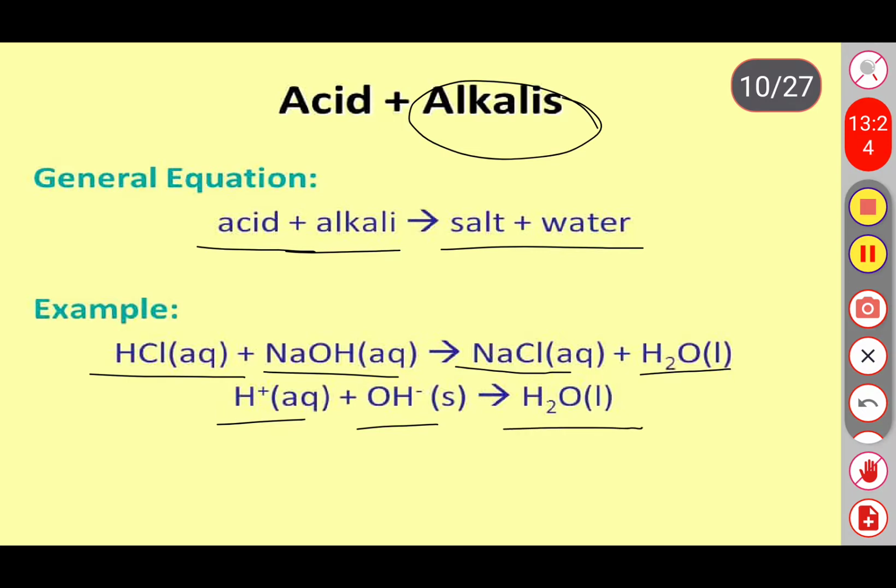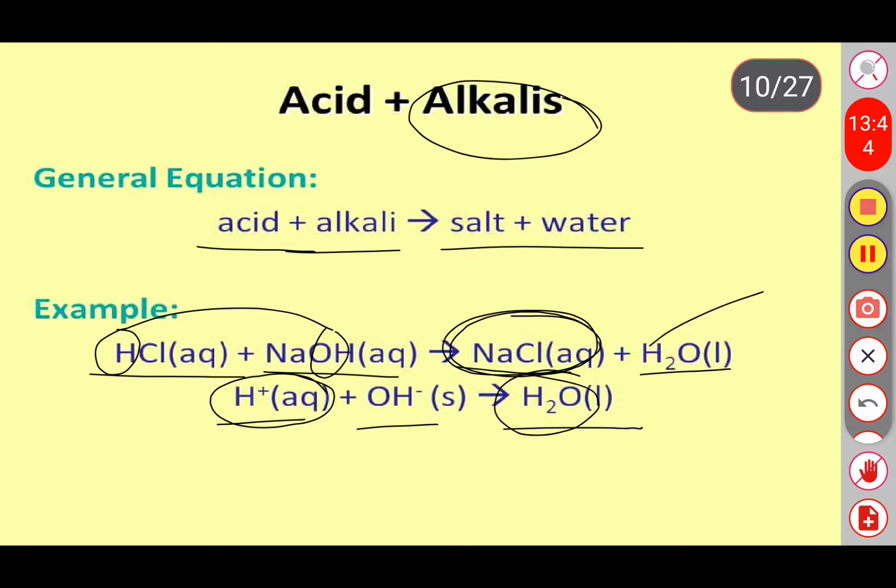So here NaCl, sodium chloride, is one type of salt. By the combination of this H and OH, we get water as one more product. This is not an extra term. By the combination of one positive ion and one negative ion from the two compounds, we get water, and from the remaining two ions we get a salt. Okay.